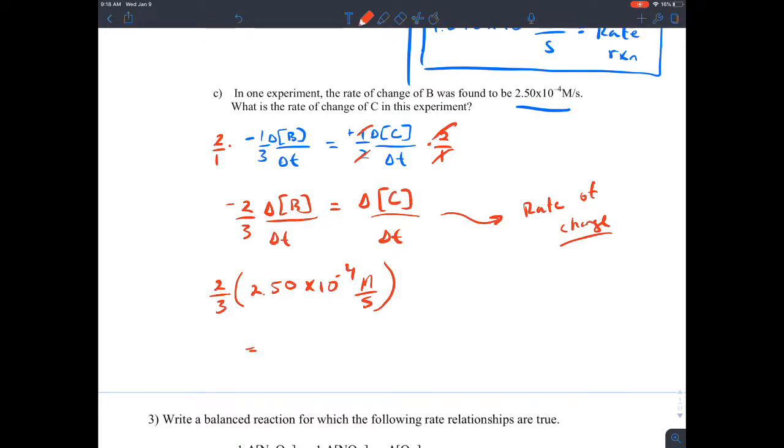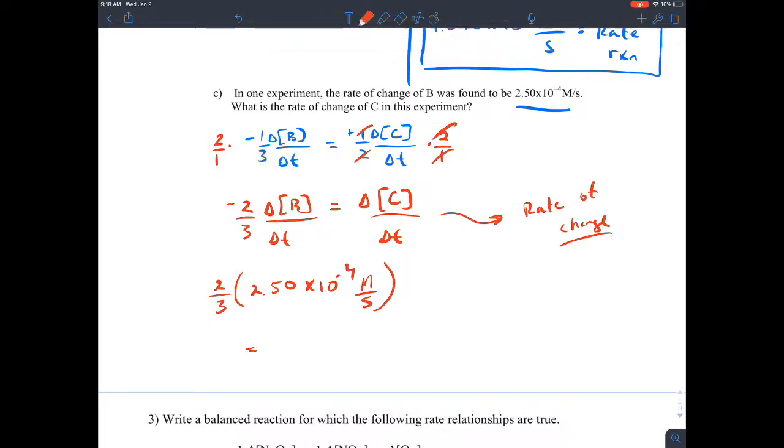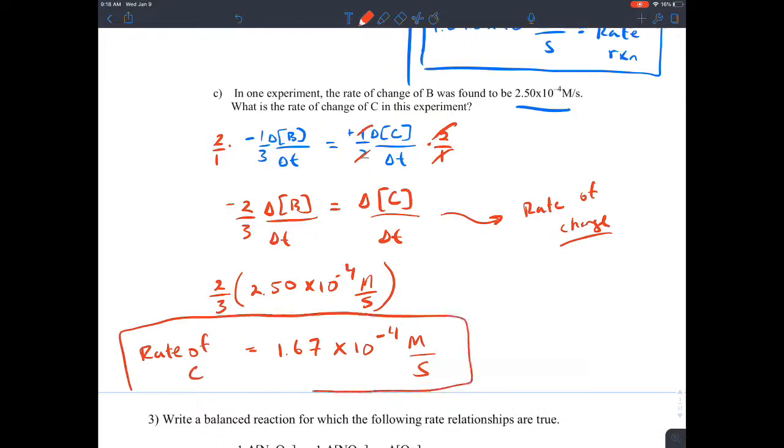So now just getting our answer really quick, 2.50 times 10 to the negative 4 times 2 over 3 gives us a value of 1.66. I have 3 significant figures, so I'm going to go to 1.67 times 10 to the negative 4 molar per second. And that's going to be the rate of C in this case. So I'm going to put rate of C.